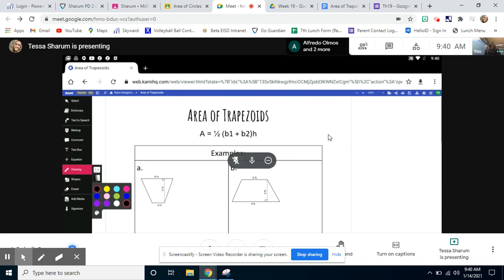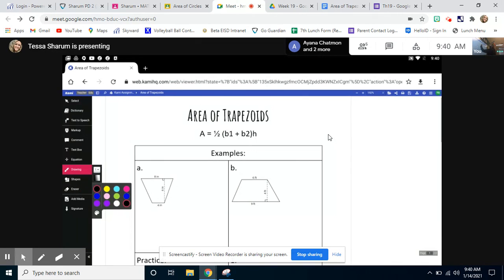Okay, so we're rewriting the equation. We're still going to have A equals B1 plus B2 times our height. We're going to divide all that by 2. So we're doing B1 plus B2 times height. We're going to do all that first, and then we're going to divide by 2.